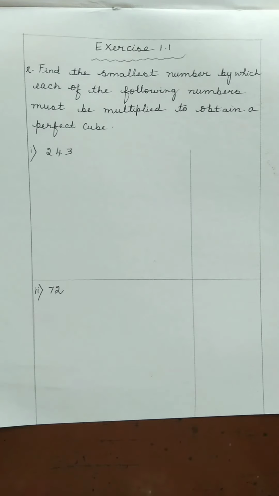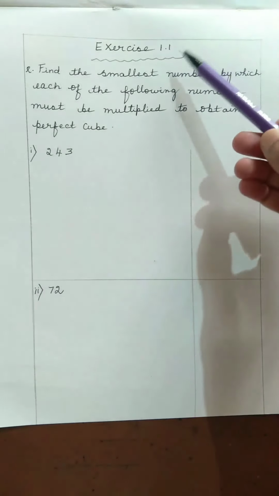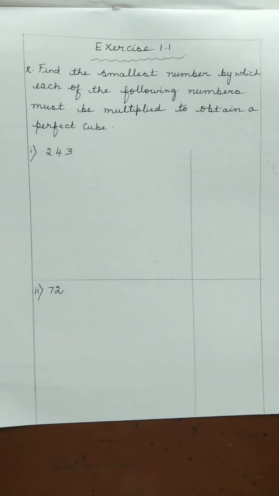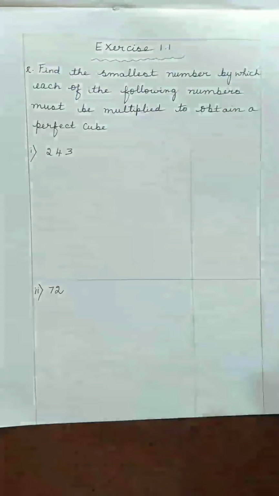So, in the last video, we studied how to find whether a given number is a perfect cube or not a perfect cube. So, let us continue the chapter cubes and cube roots with exercise 1.1. So, the first question is over. Now, the second question.